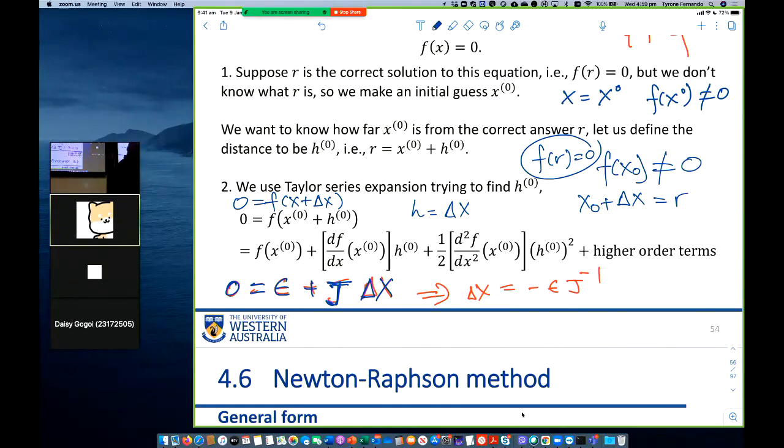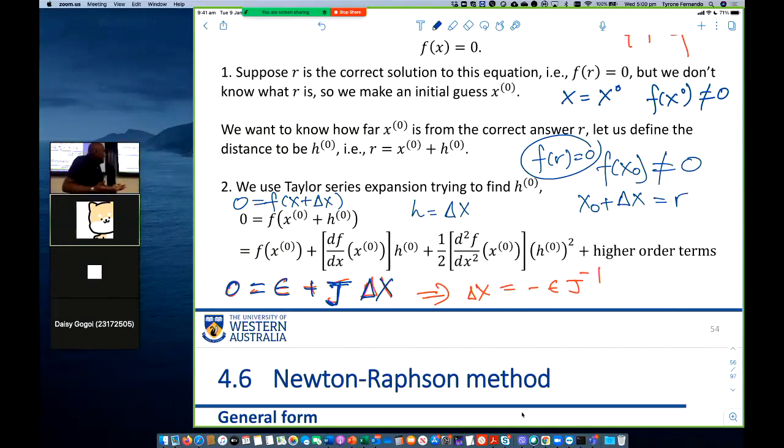F evaluated around x0, that is x0 plus delta x, the Taylor series expansion, must equal 0, because we know f(x + delta x) is 0. So 0 must equal epsilon plus J times delta x. So we have this expression. Delta x, the error in our initial guess, must equal minus epsilon, where epsilon is the output of the function for my initial guess, times the inverse of the Jacobian evaluated at x0.